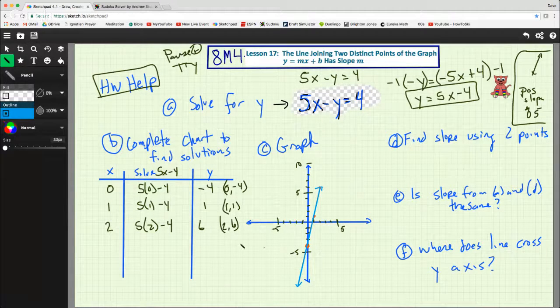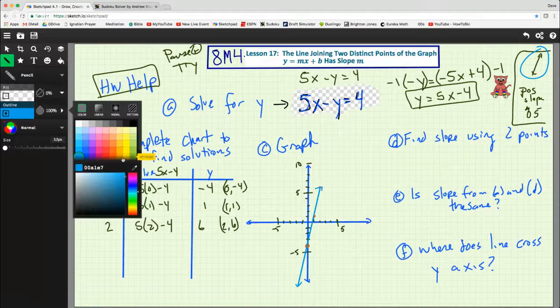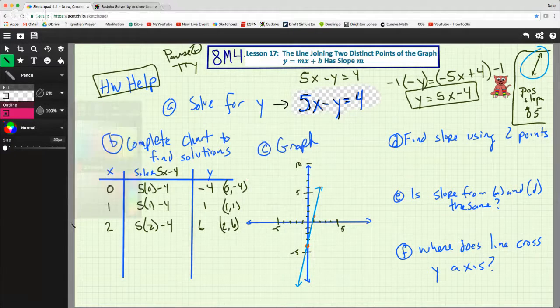That's C. So our expectation, we have a positive slope. We have a slope that looks steep left to right. Good. So now we got to find our slope using 2 points. Let's use a different color. This isn't dark enough.